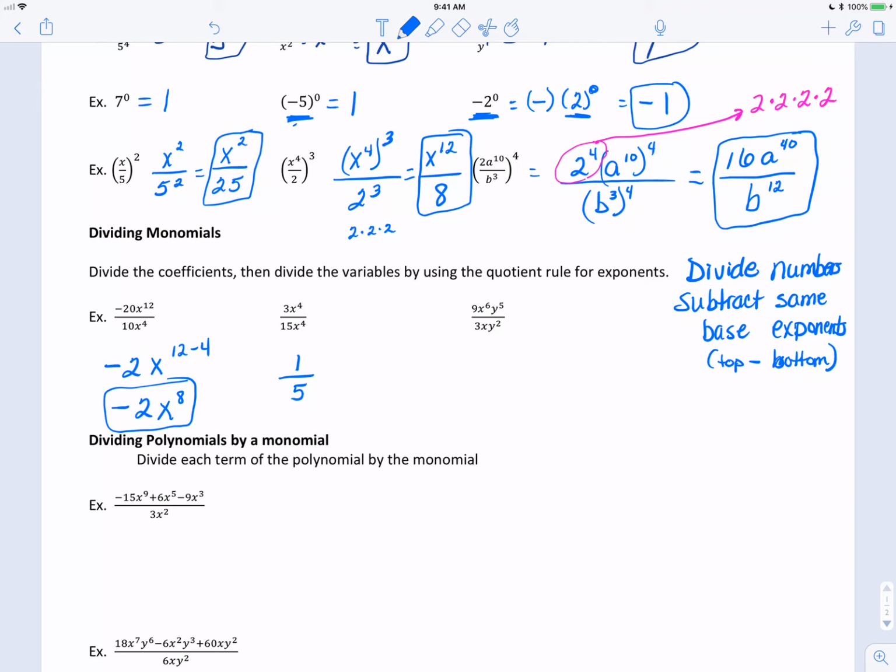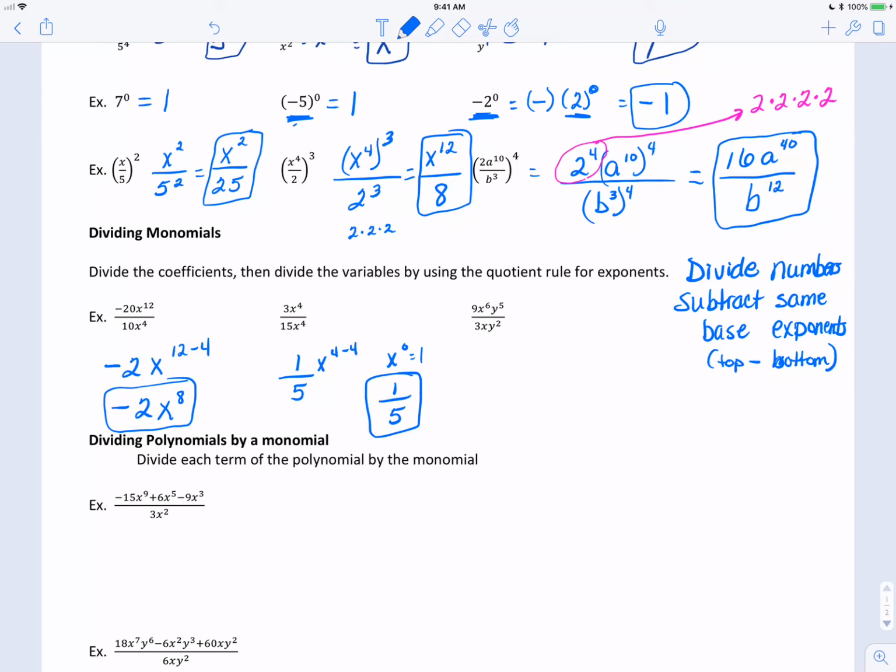Well, what's x to the 4th divided by x to the 4th? Well, 4 minus 4 is 0. So that is x to the 0, which is always 1. And 1 times any number is just that number. So it just gets to go away, and that is just 1/5. So where can I write that? 1/5. Final answer.